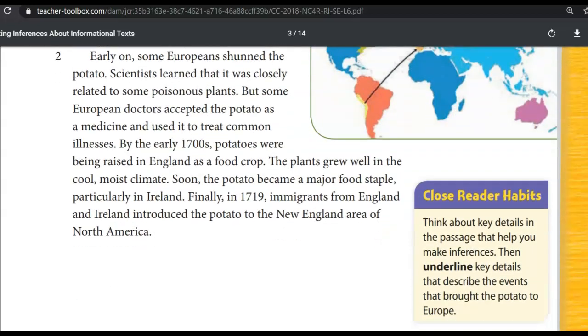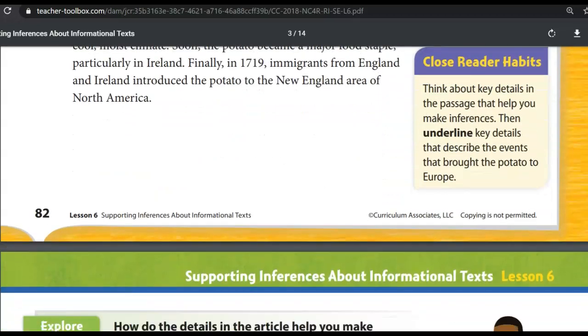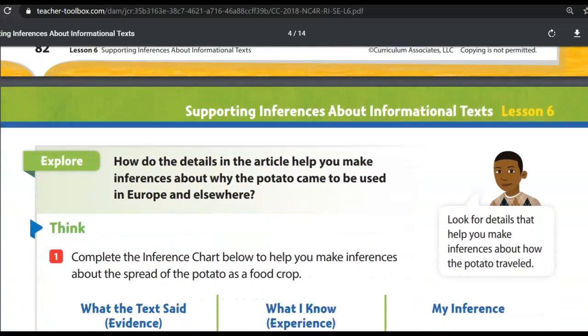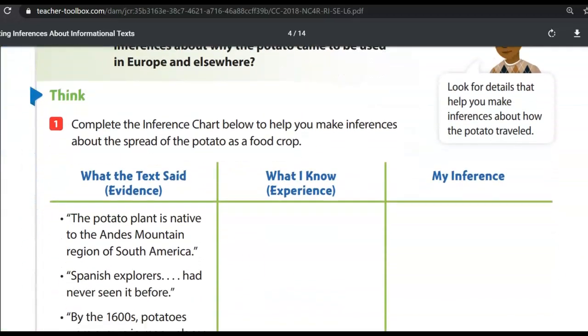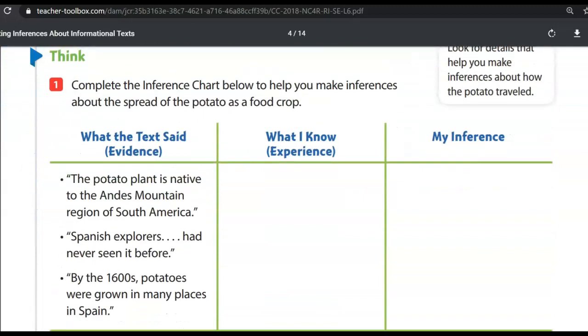Now, I'm going to scroll down and show you the graphic organizer, and I want you to take just a moment to think about how you would fill in the first part of this chart. Take a look at the text evidence, think about what you know from experience, and try to come up with at least 2 inferences. I'll give you a moment to do that.